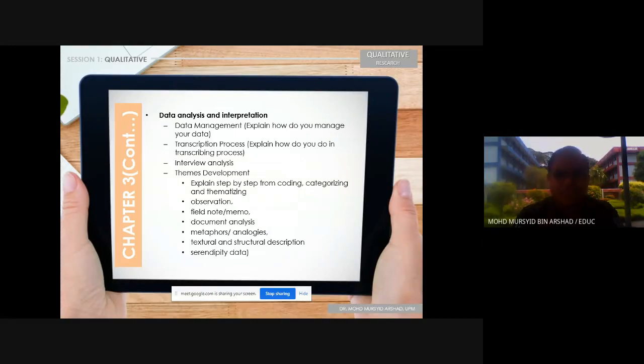How do you analyze the interviews, and how do you develop the themes? You start from the code, category, and themes. So how do you develop the themes? Because the themes themselves are answering and addressing your research question. So how do you develop the process? Because in qualitative research, you start from the bottom until the top, from the bottom to the top.